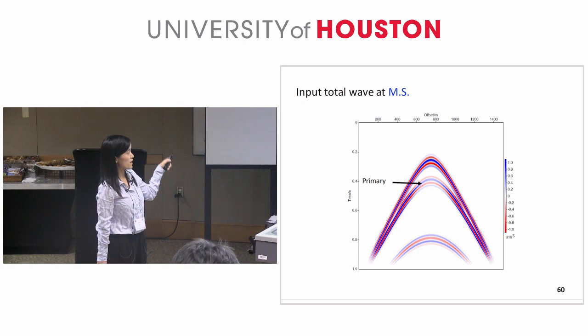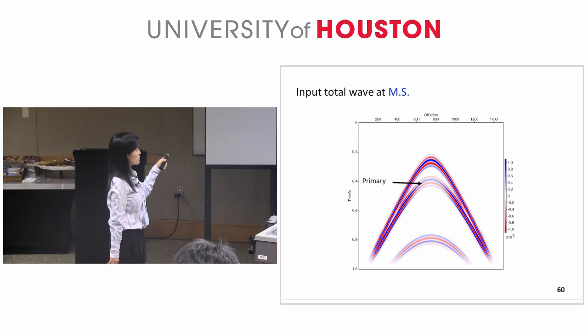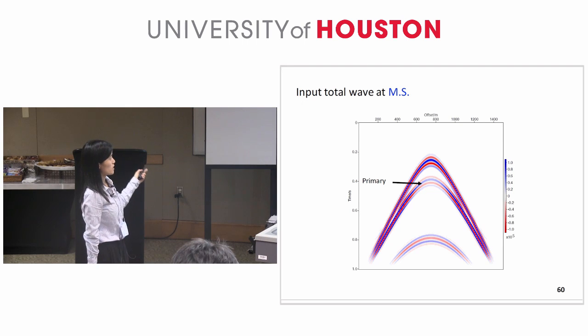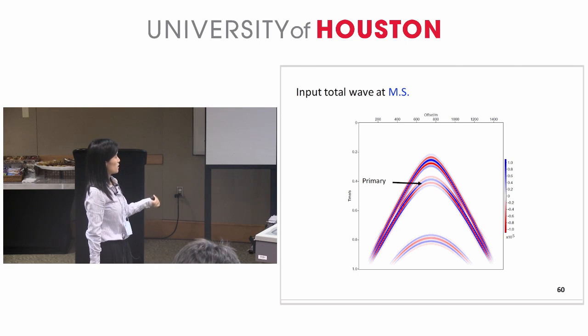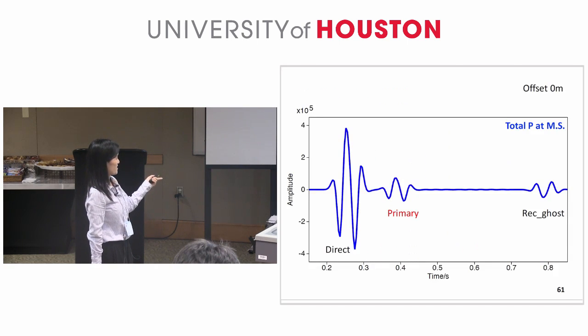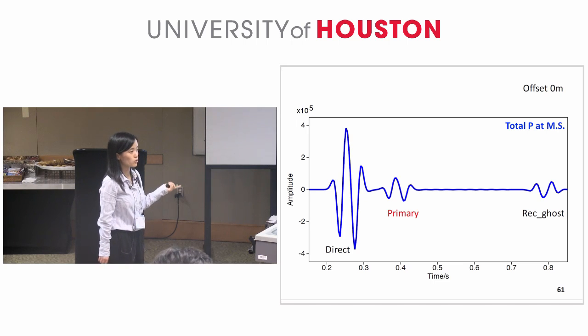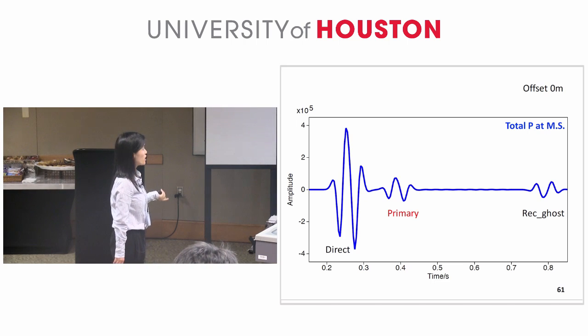It moves advanced. And we can also compare the final result with the original input data along the cable. You can see this is the original data. This is the final result. The primary match very well. It means the method has successfully deghosted the actual data itself.